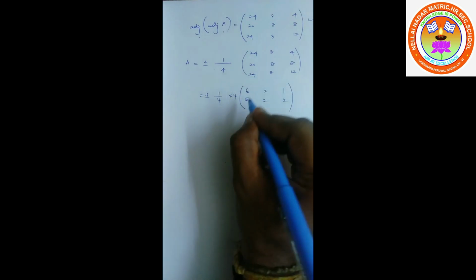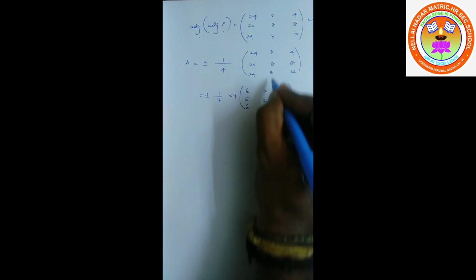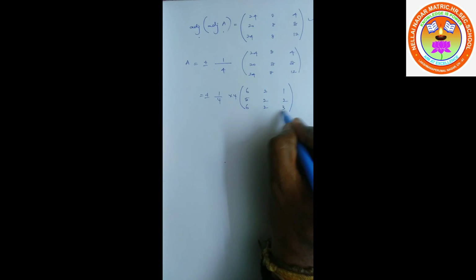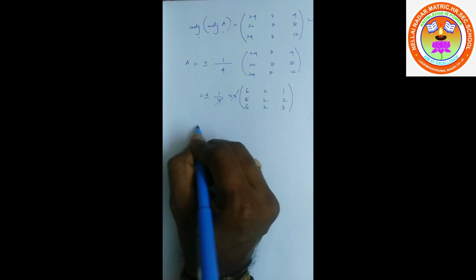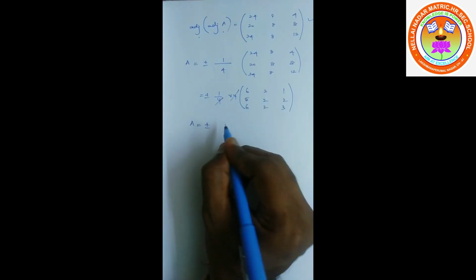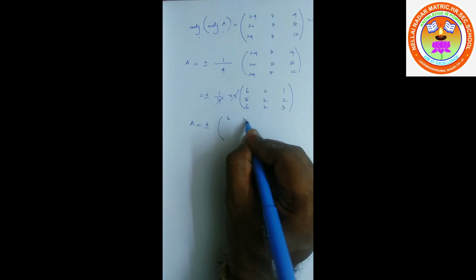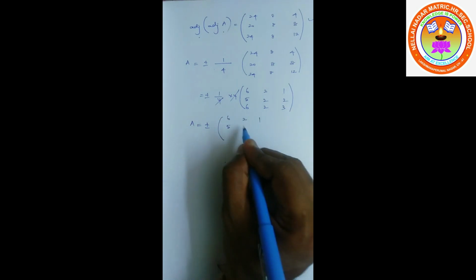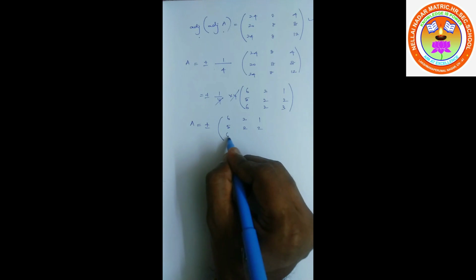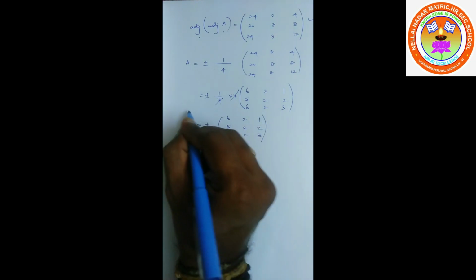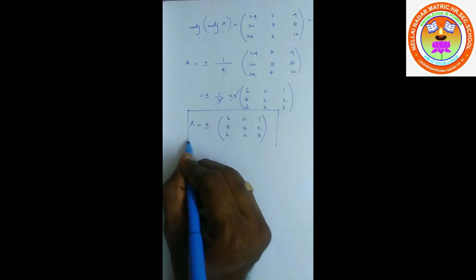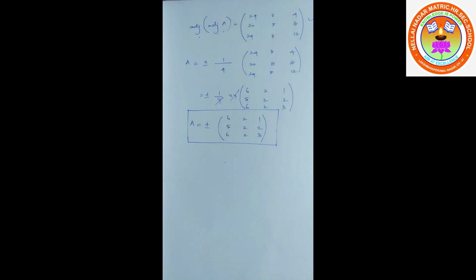4 outside gives 2. Next, 24 gives 6, 8 gives 2, 12 gives 3. This 4 we can cancel. A is equal to plus or minus the matrix 6, 2, 1, 5, 2, 2, 6, 2, 3. So this is the required answer to find A.